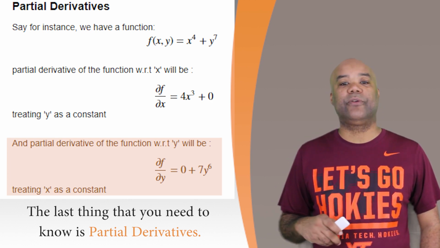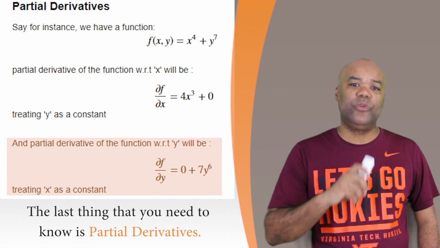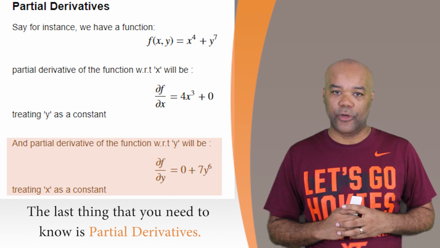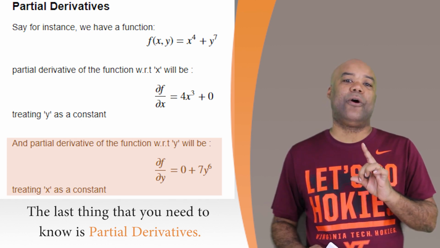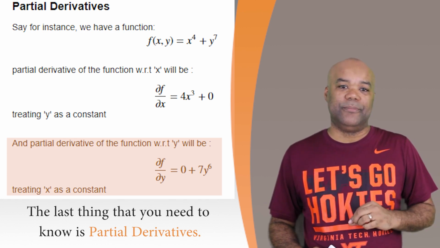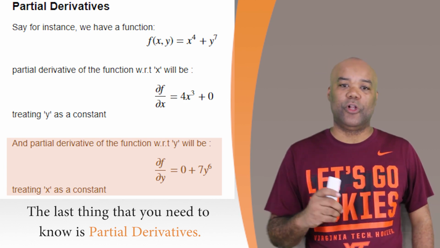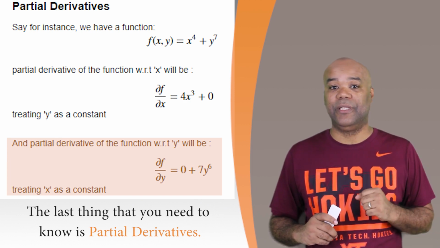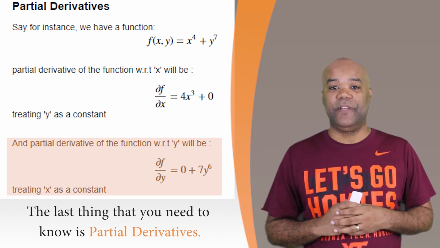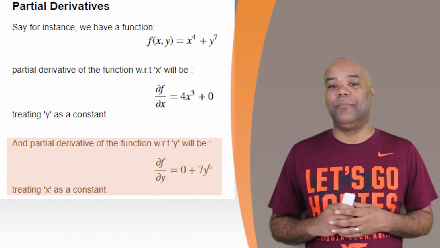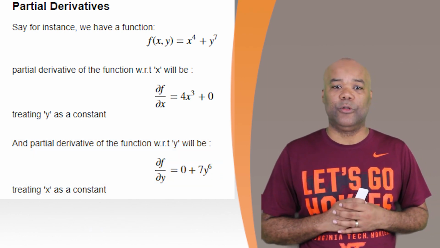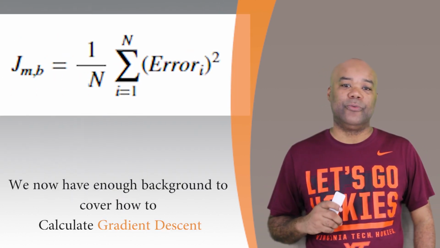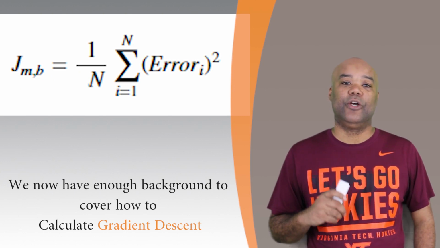That was a general calculus overview with only what we need out of calculus as it applies to machine learning. Let's now look at how that applies to our problem. Our cost function, which I'm going to call j, has both an m coefficient and a b coefficient. So it is j of m comma b. Let's explore that a little more, because we now have enough background to cover how to calculate gradient descent.